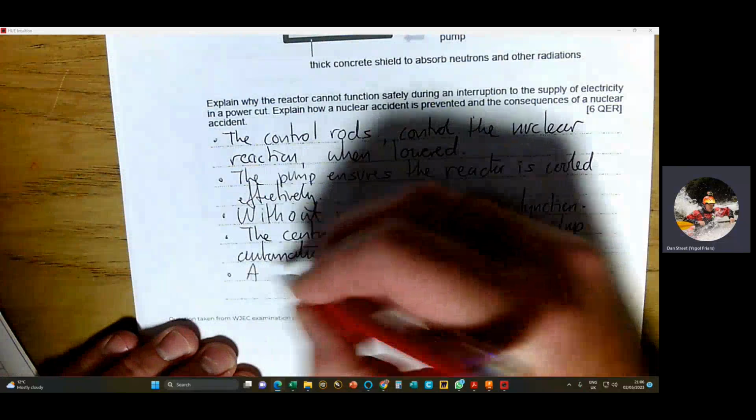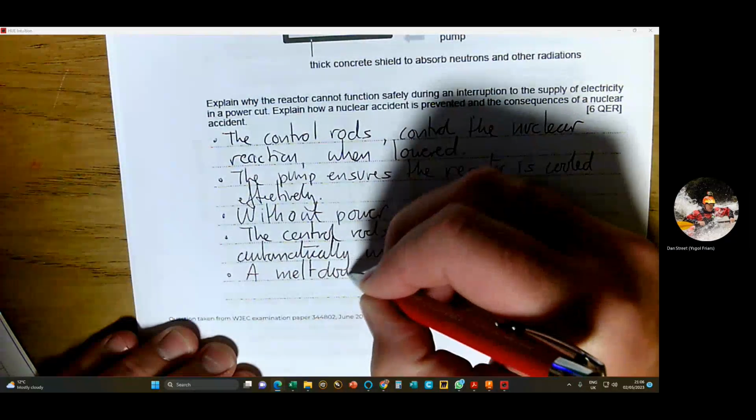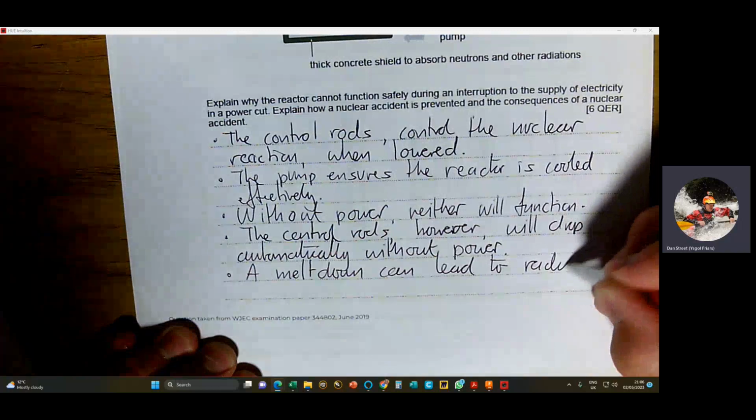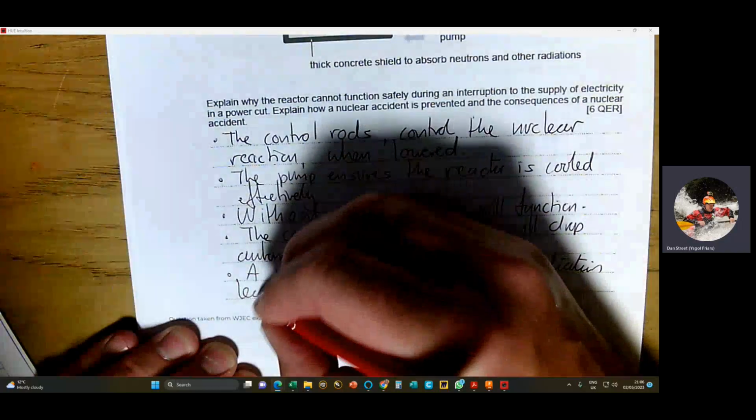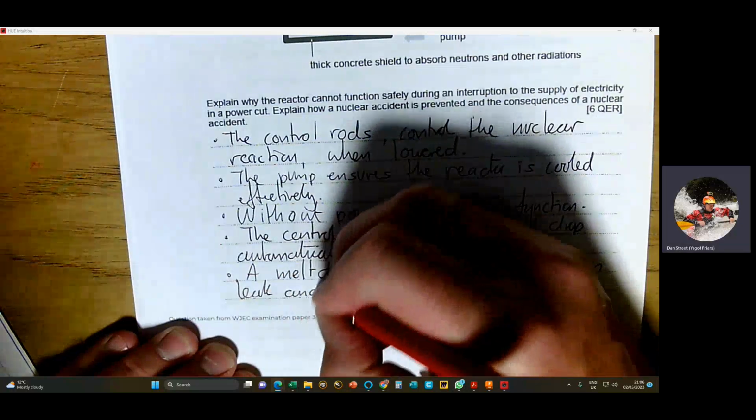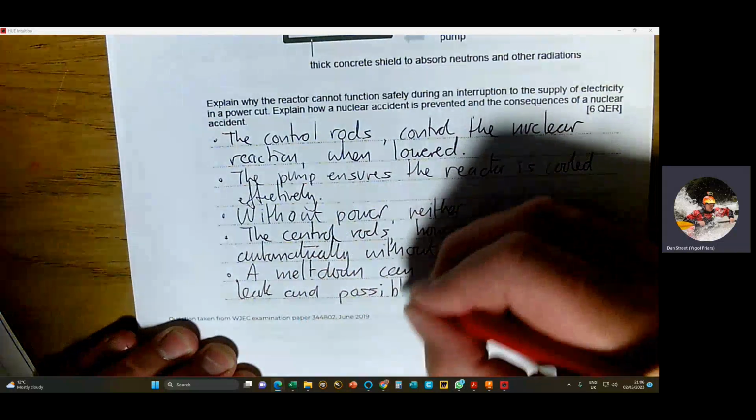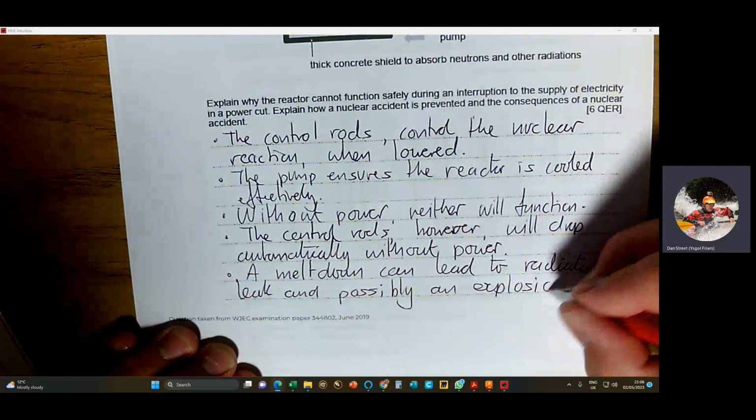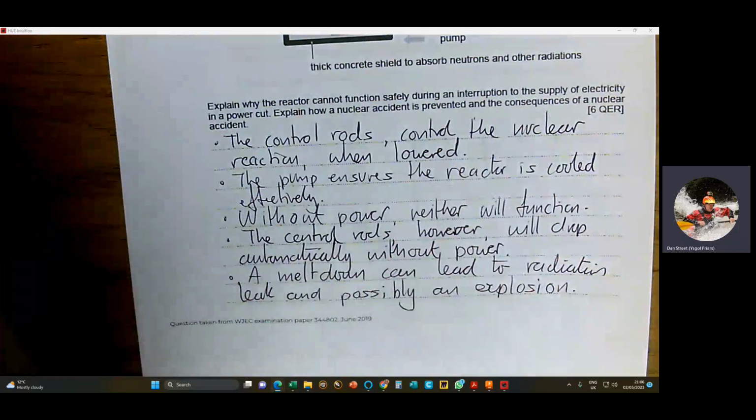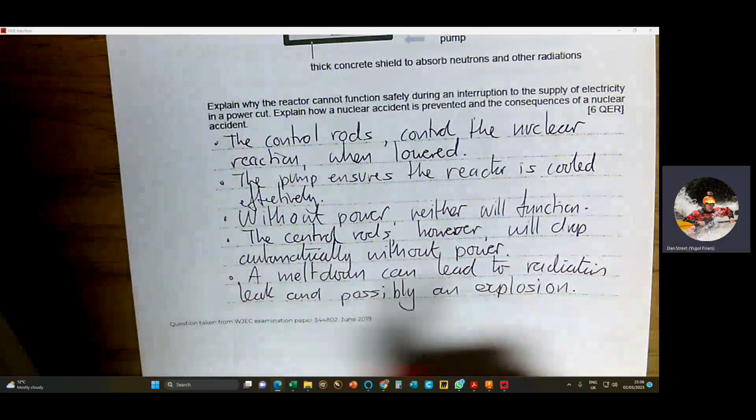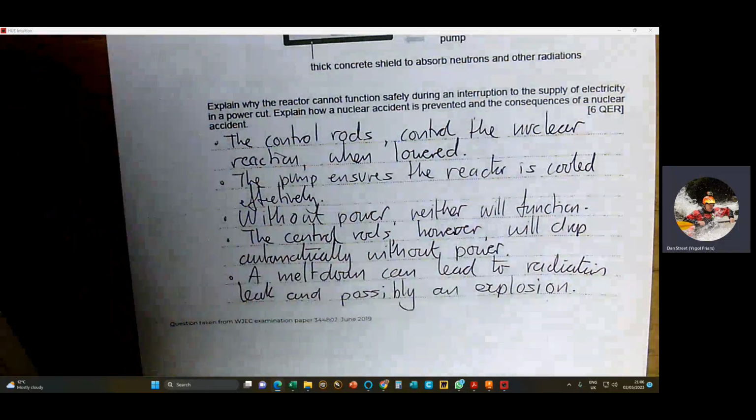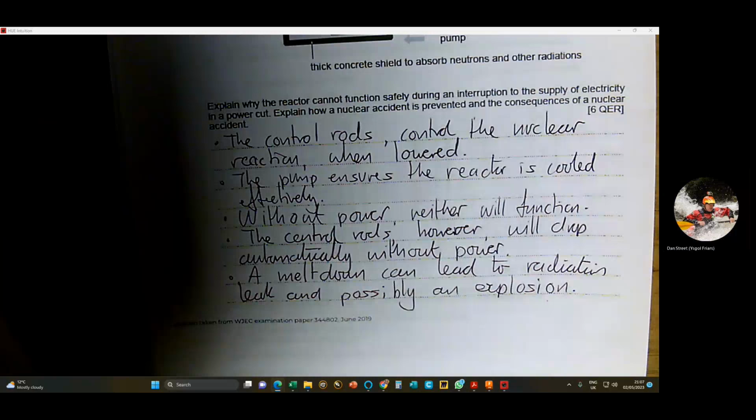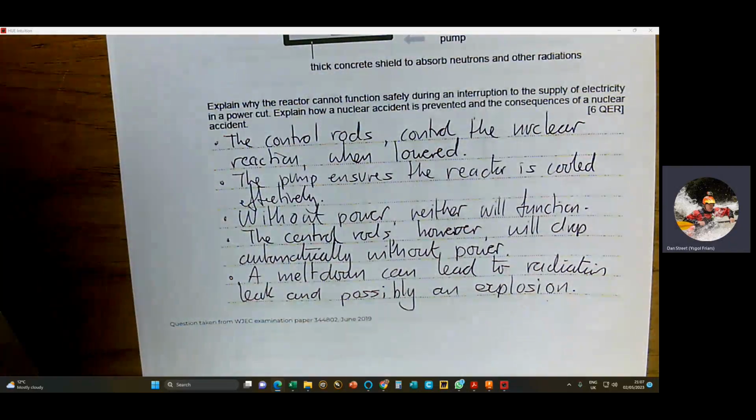Okay, so a meltdown can lead to a radiation leak, and possibly, almost definitely, but possibly an explosion. And if there's an explosion, that just serves to spread the radiation further away. Okay, and so that meltdown and explosion will lead to radioactive contamination of the near site, but also much further away if that explosion puts radioactive material into the atmosphere.